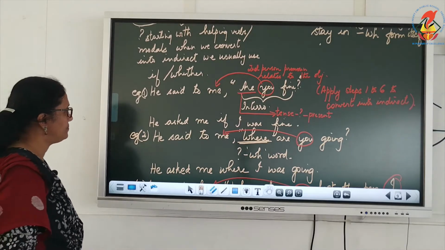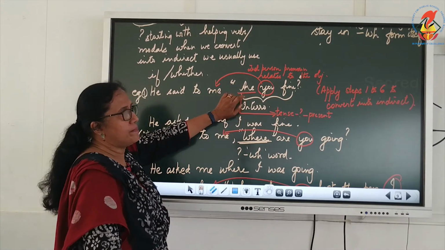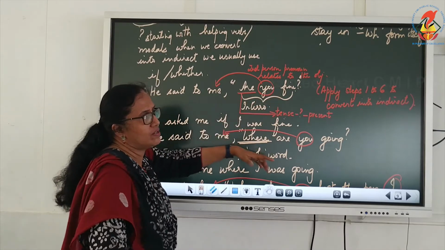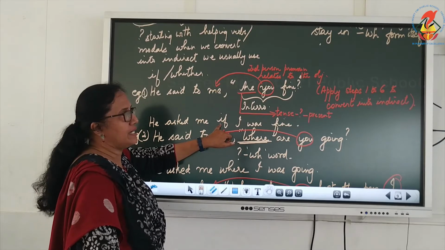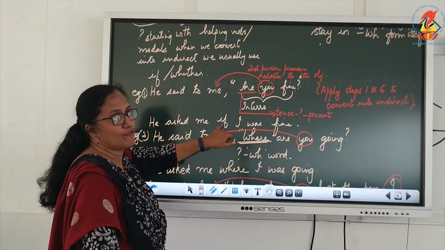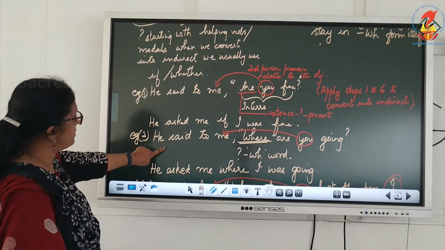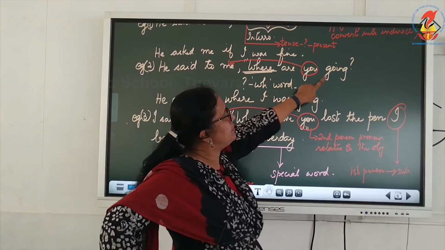Then, the second one, another example. Here you have an example where, if your expected answer comes in a yes or a no, you can easily, without any doubt, replace that and use the conjunction if or whether. Now in example number 2, he said to me, where are you going?